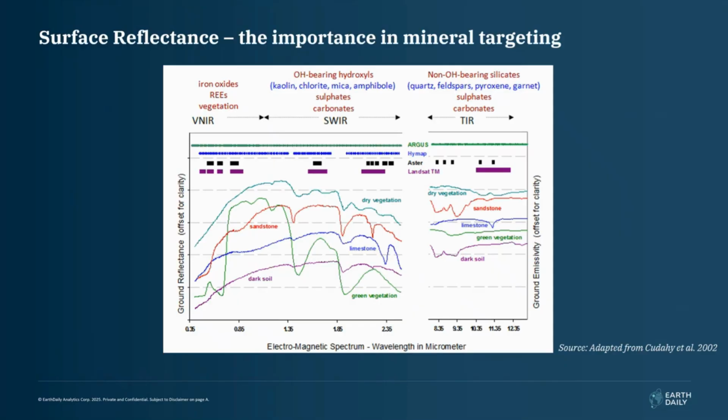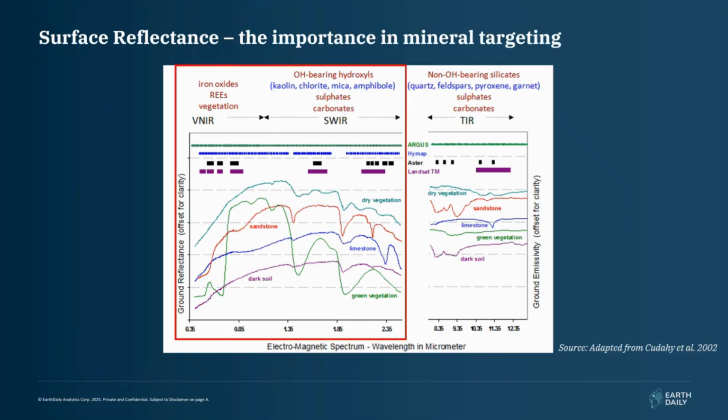And at the far end, some of the thermal data is where we see a lot of non-OH bearing silicates. So think of your quartzes, your feldspars. And then in the middle is a sweet spot for a lot of hydrothermal minerals. So your white micas, your clays, your phyllosilicates will all be forming there. And so this is why, when we're thinking about sensor design, we're targeting these wavelengths of light.